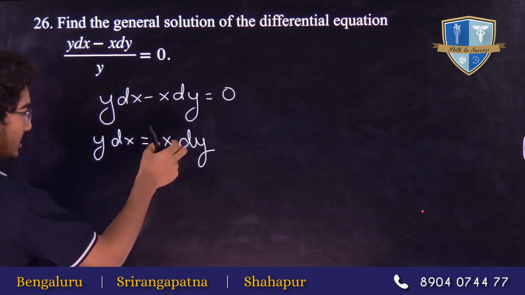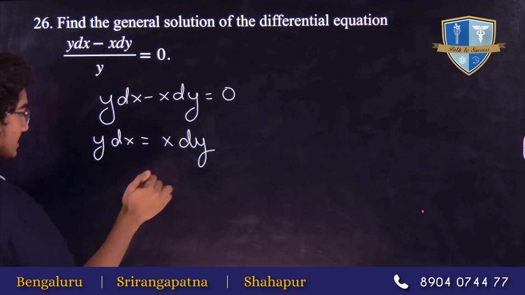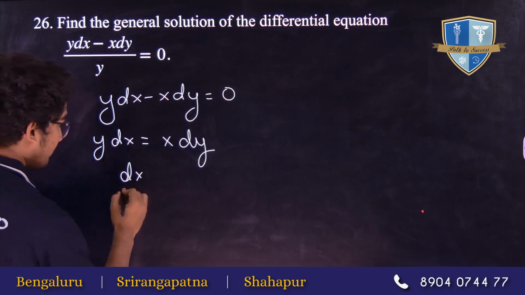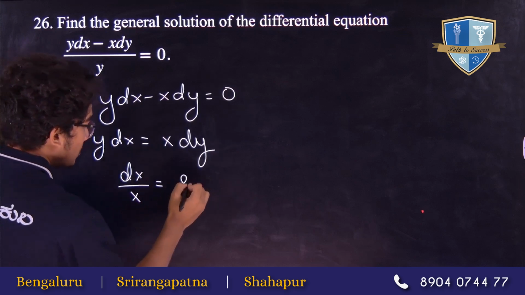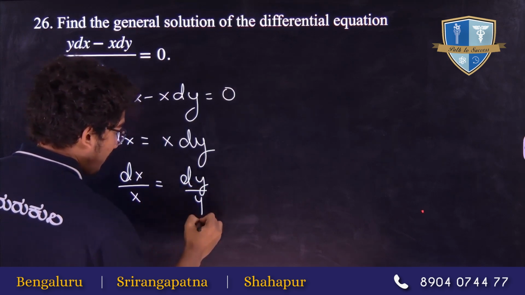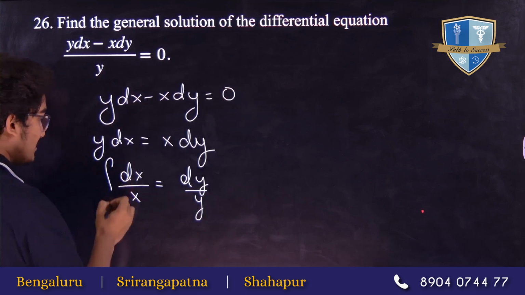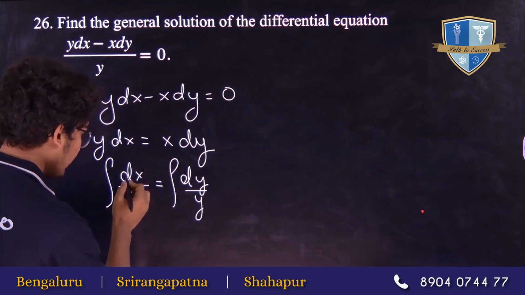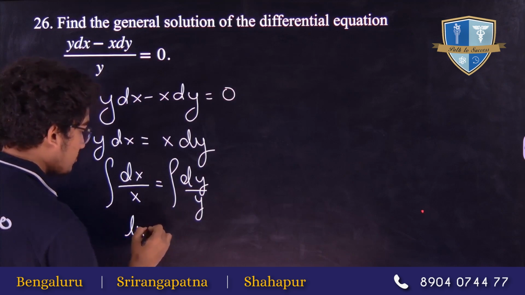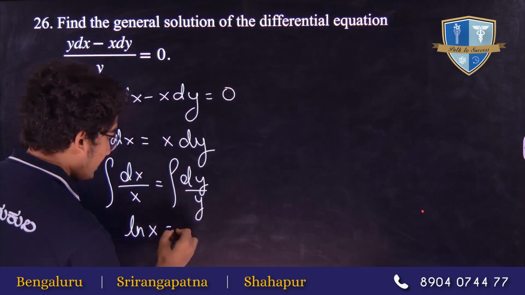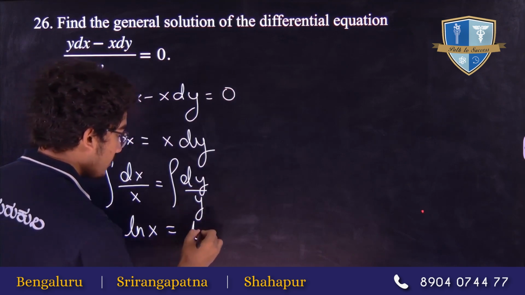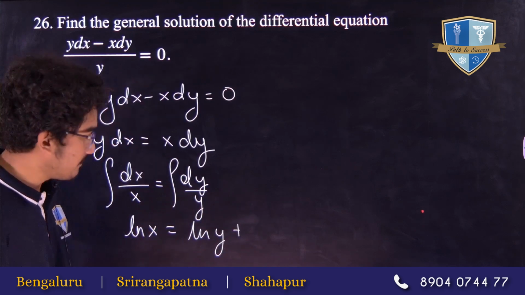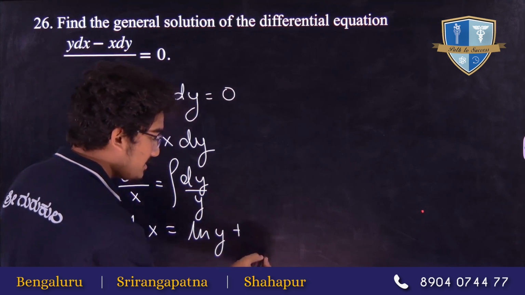Now we'll take the same variables on the same side, meaning we'll take x on one side and y on the other side. So dx by x equals dy by y. Now we'll integrate on both sides, correct? So after integration, the integration of 1 upon x will be natural log of x. Similarly, the integration of 1 upon y will be log of y. And since it is indefinite integration, we'll have to add a constant c, correct?